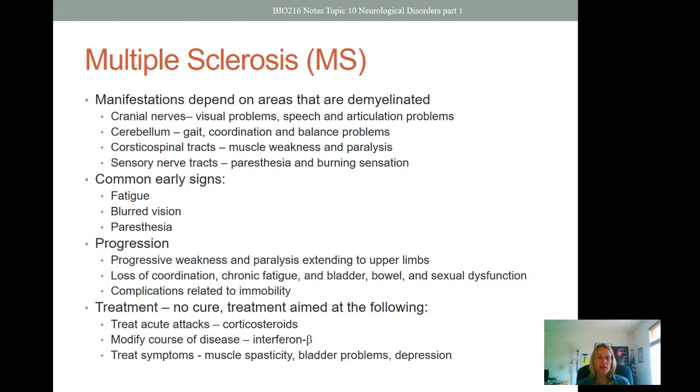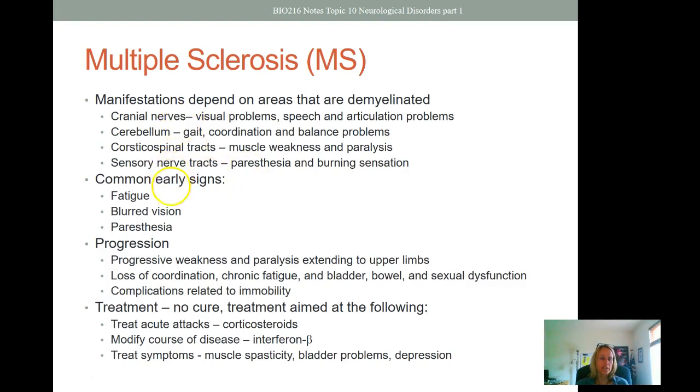Manifestations depend on the areas that are demyelinated. For instance, if the cranial nerves are affected, that results in visual problems, speech, and articulation problems, depending on which nerves are affected. The cerebellum will result in gait, coordination, and balance problems. Corticospinal tracts will result in muscle weakness and paralysis, spastic paralysis. Sensory nerve tracts is going to result in paresthesias, and burning sensations.